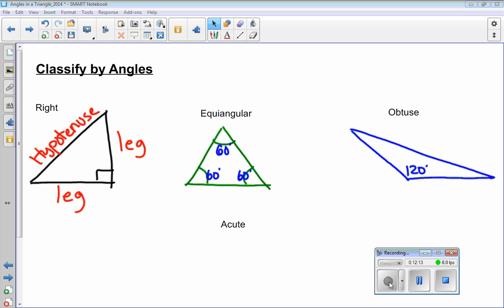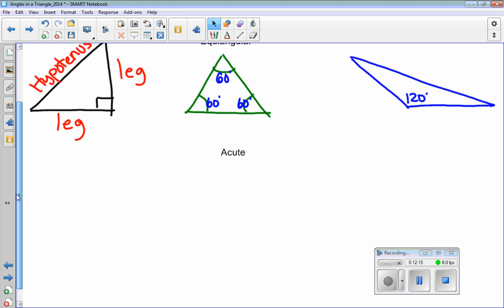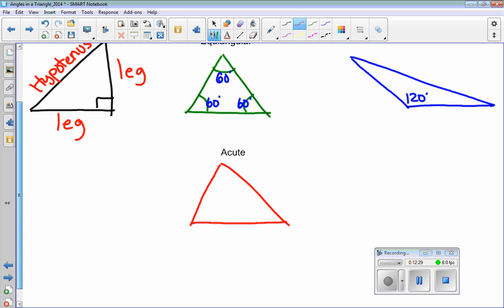Okay? An acute triangle is a triangle in which all three angles are what? Smaller than 90. Okay? Smaller than 90. So I don't care how you draw it. Let's just put some numbers in there. Let's call this one 50 degrees. Let's call this one 62 degrees. What does this one have to be? How do you know?